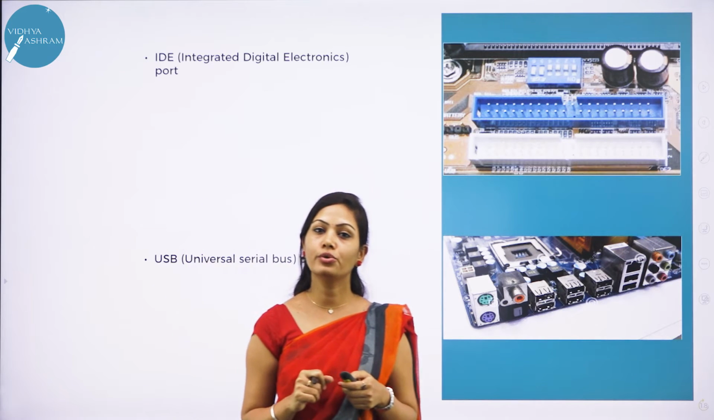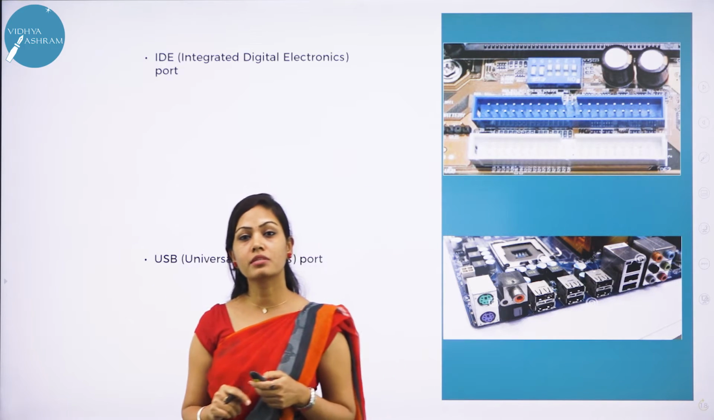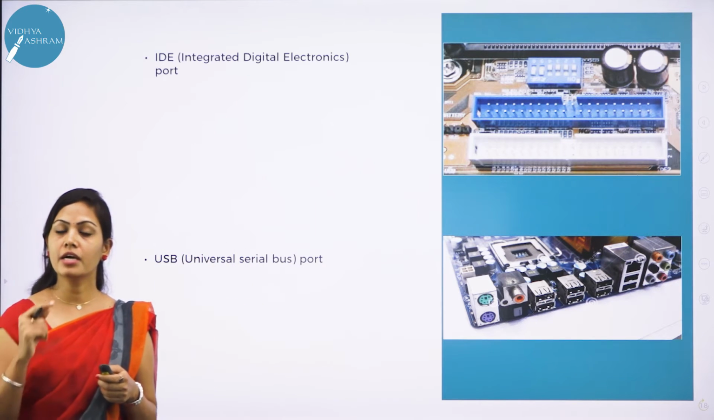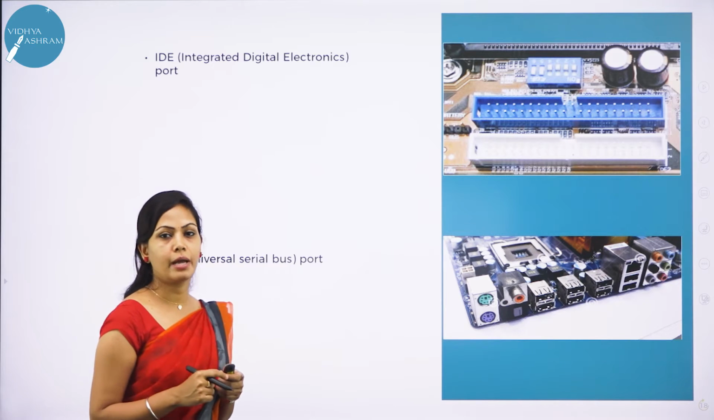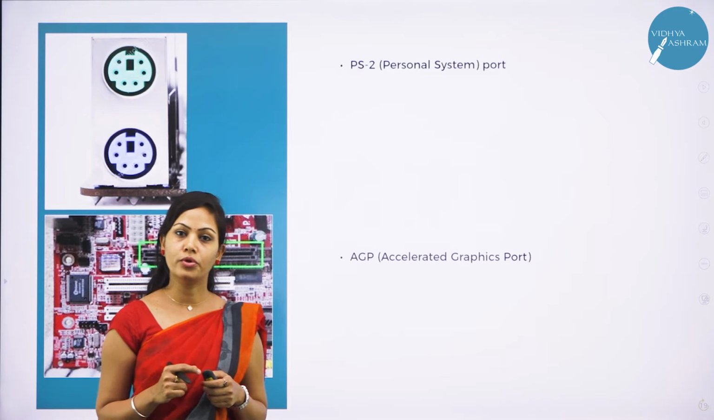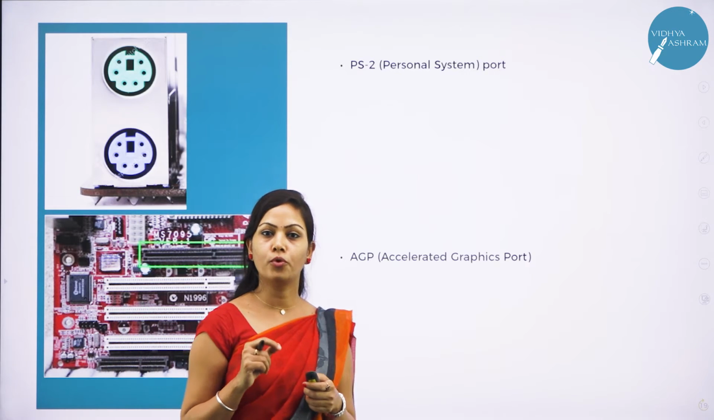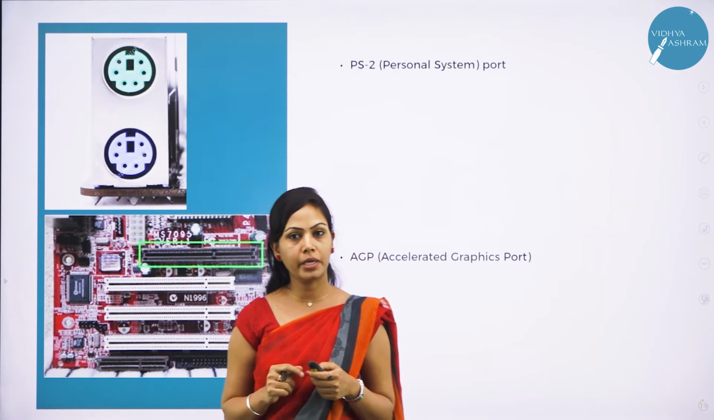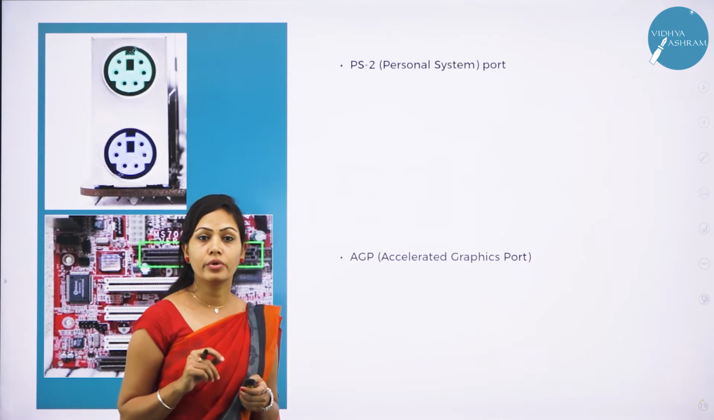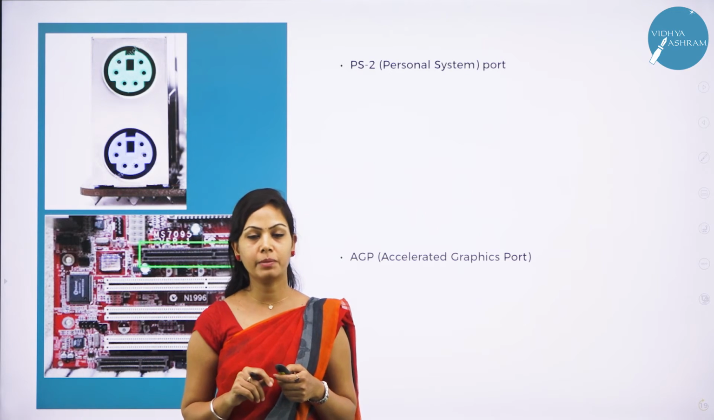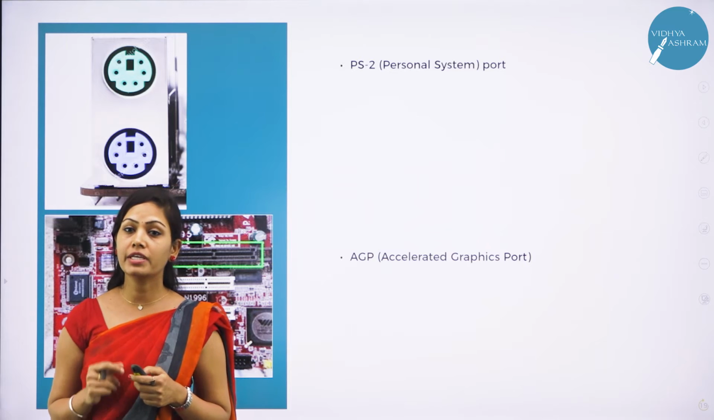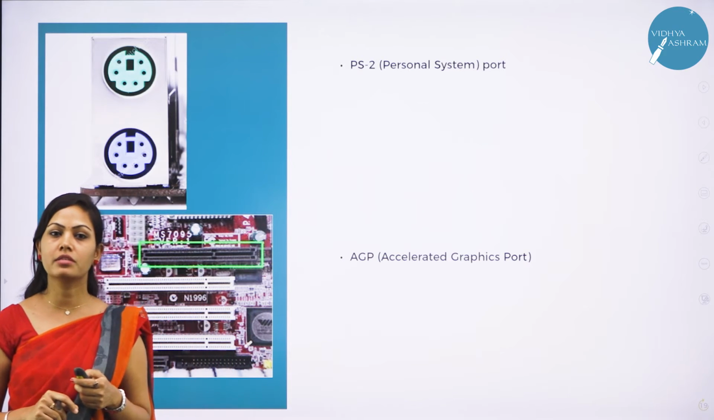And next one is USB port. Everybody knows this. USB port, where you can connect devices like printers, scanners, digital camera, etc. And next one is PS2 port, Personal System port, which was developed by IBM mainly for the keyboard as well as mouse. So next one is Accelerated Graphic Port, that is AGP. It provides high speed graphics. For that purpose we are using this port.